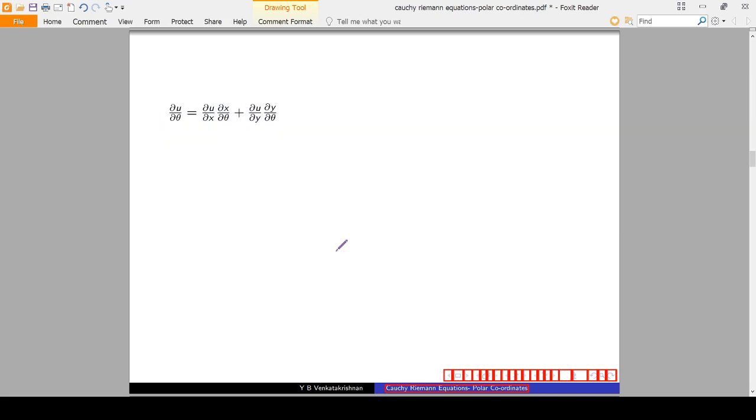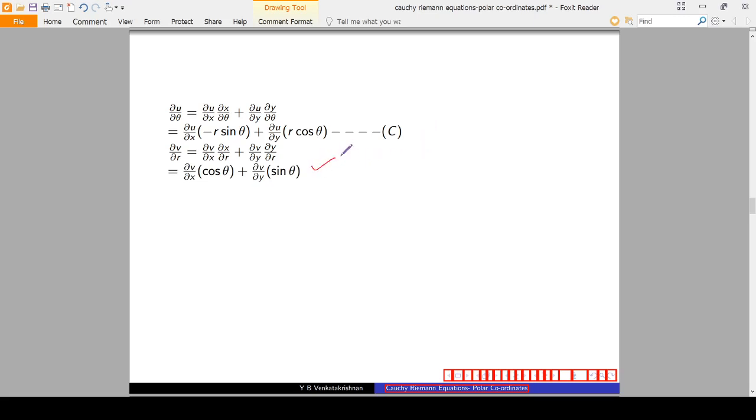Now how do you get the other equation? Now I differentiate u with respect to theta partially, and I get equation C, namely dou u by dou x into minus r sin theta plus dou u by dou y into r cos theta. So this will be the value of dou u by dou theta. Now I calculate dou v by dou r, and that turns out to be dou v by dou x into cos theta plus dou v by dou y into sin theta. And now I have to compare these two equations.